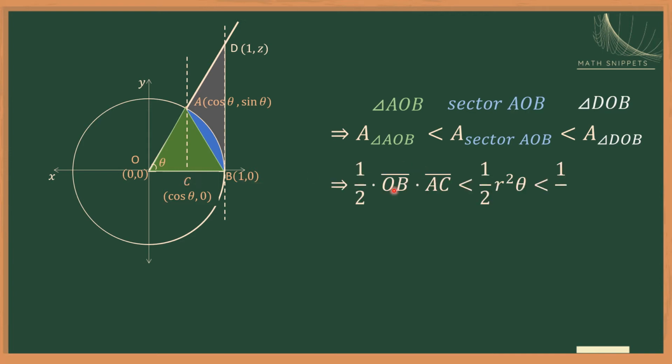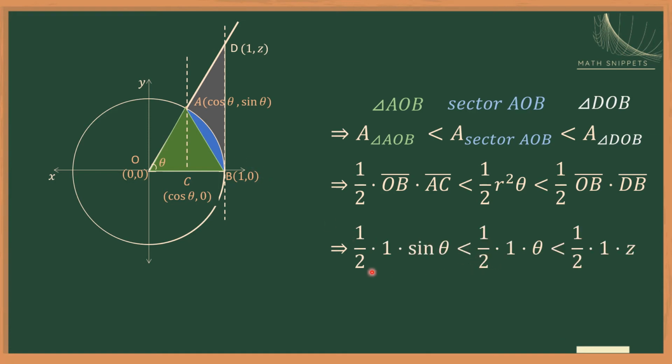So therefore, we have this inequality. 1/2 times the base of AOB, which is the length of OB, times the height, which is the length of AC. For the sector, we have 1/2 times r squared, or the radius, times theta in radians. Then the area of triangle DOB would be 1/2 times the base, which is OB, times the height, which is DB.